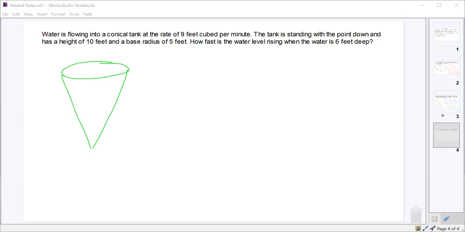That cone has a height of 10 feet. So that height is not actually changing, right? And it has a base radius of 5, which is also not changing. But we want to know how fast is the water level rising when the water is 6 feet deep. So that 6 feet deep, that is certainly changing, right? So we could call this distance here the height or the depth. How about height? And then we've got some other radius here. Everybody good with that picture?